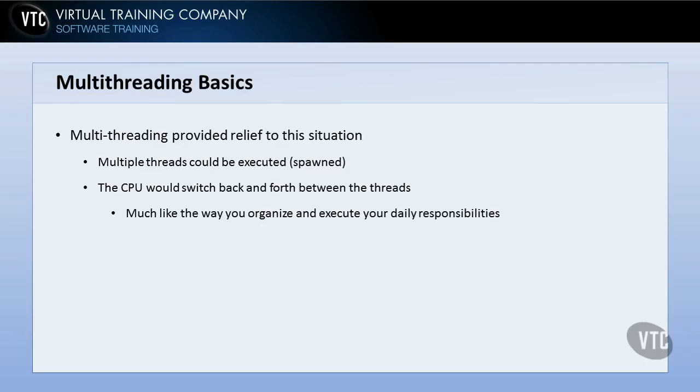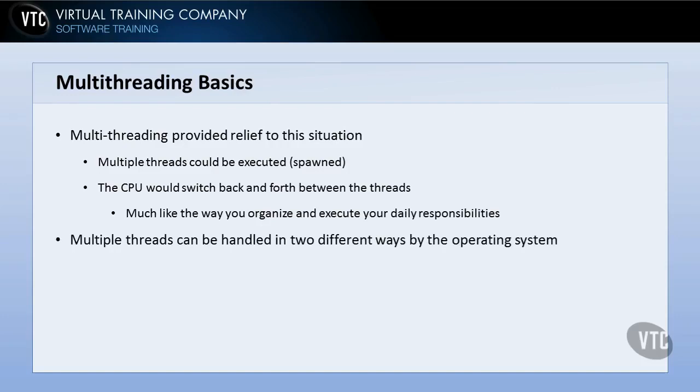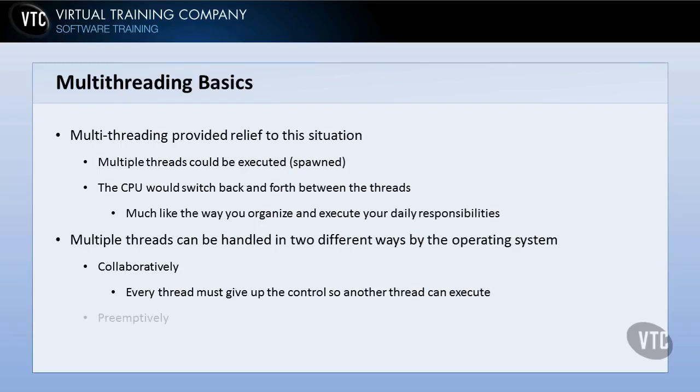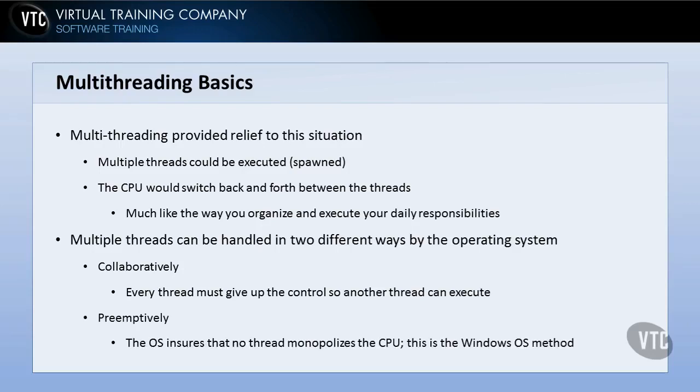Now multiple threads can be handled in 2 different ways by the operating system. The first is collaboratively, and this is where every thread has to give up control so the other thread can execute. In other words, the threads themselves are giving up and trading out. Then there's preemptive multi-threading. This is where the operating system, or the OS, ensures that no thread monopolizes the CPU. And by the way, this is how the Windows operating system works.